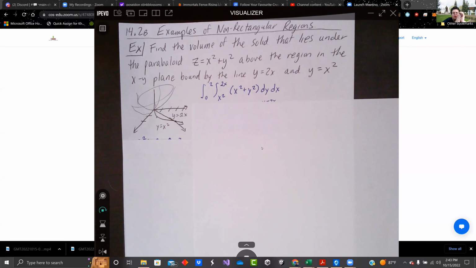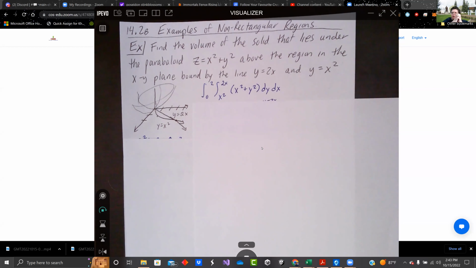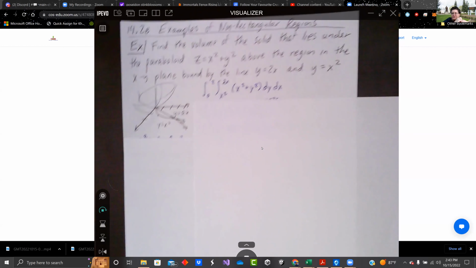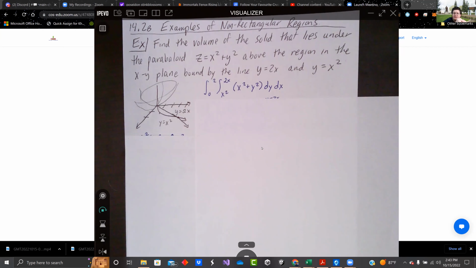This is 14.2, multiple integrals over non-rectangular regions for Calculus 3. Let's just jump right into it. We're looking at examples now. So our first example, we're going to find the volume of the solid that lies under the paraboloid z equals x squared plus y squared and above the region in the xy plane bound by the lines y equals 2x and y equals x squared.